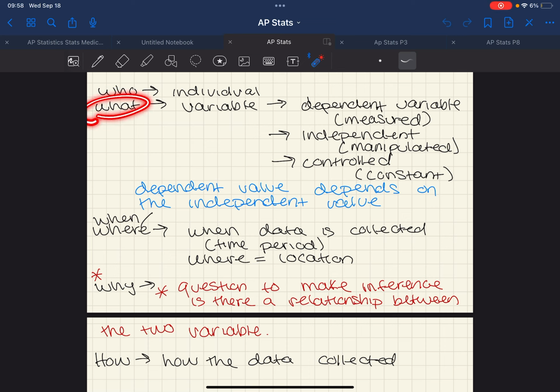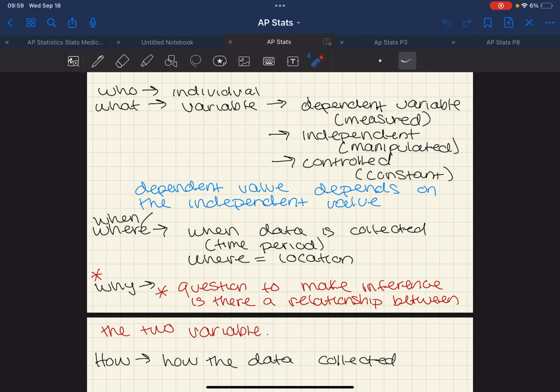The what of data we describe as the variable. So the what is what we're looking at, what we're comparing and contrasting. So like in any other math, there are 2 types of variables. We have the dependent variable, and that's the variable that is being measured. And then the independent variable, and that's the variable that's being manipulated.